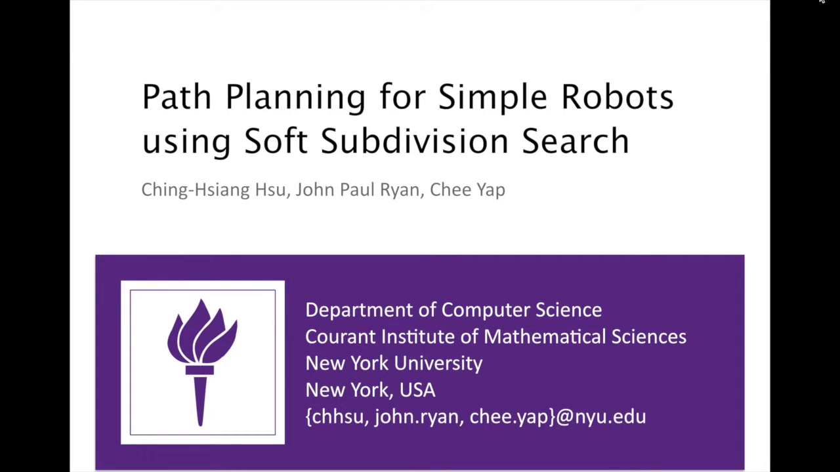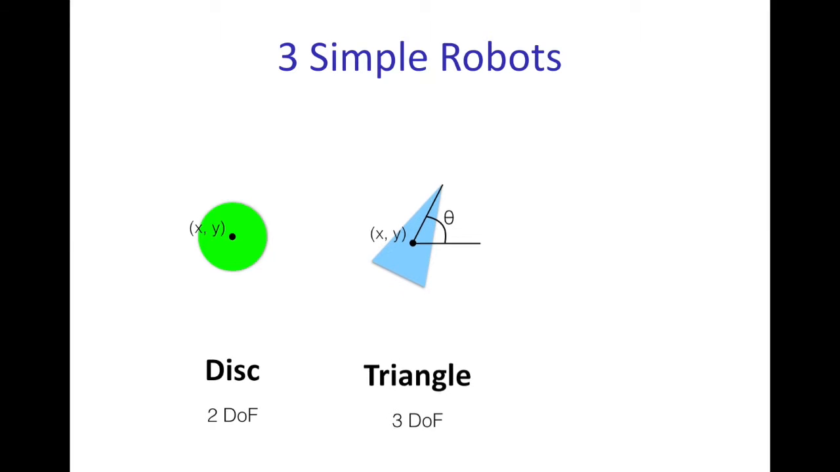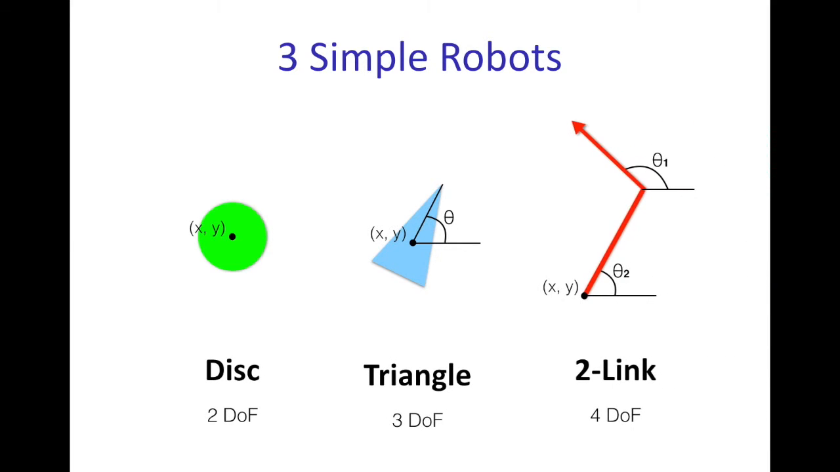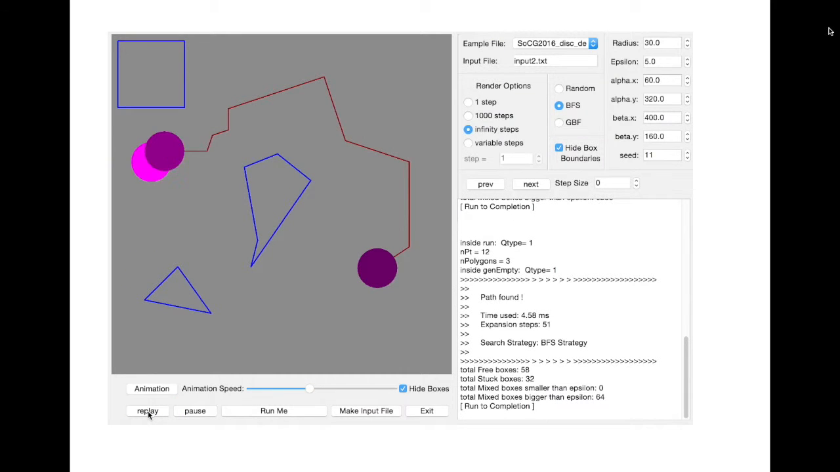This is the video demonstration for path planning for simple robots using soft subdivision search. We've implemented our algorithms for a disk robot with 2 degrees of freedom, a triangle robot with 3 degrees of freedom, and a 2-link robot with 4 degrees of freedom. In this video, we present resolution-exact algorithms for path planning.